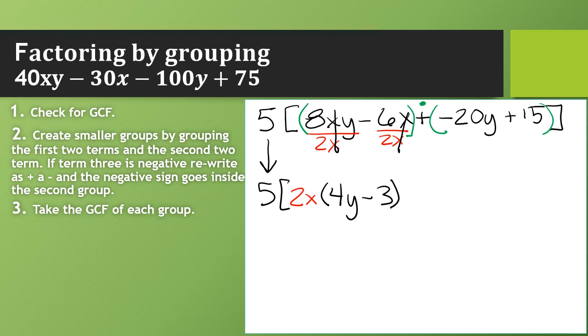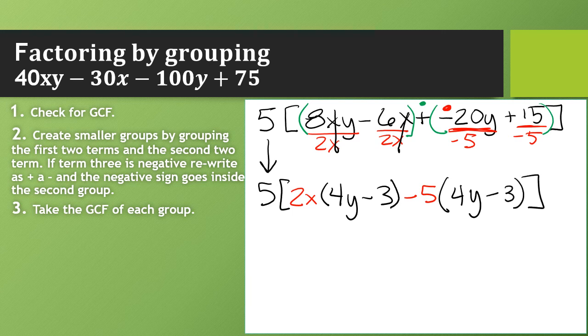If I look at my second binomial, I have a negative 20y and a positive 15. So those actually have a GCF of negative 5. Whenever you have a negative in front of the first term in the second binomial, or in either binomial really, you need to factor out the negative. So no big deal. I'm just going to factor out a negative 5. So when I look at this, negative 20y divided by negative 5 is positive 4y. Positive 15 divided by negative 5 is minus 3.